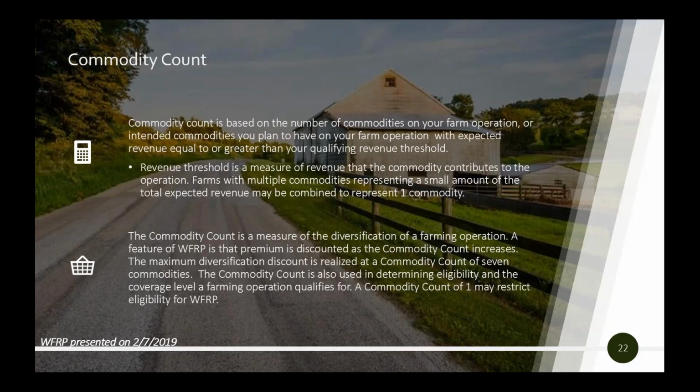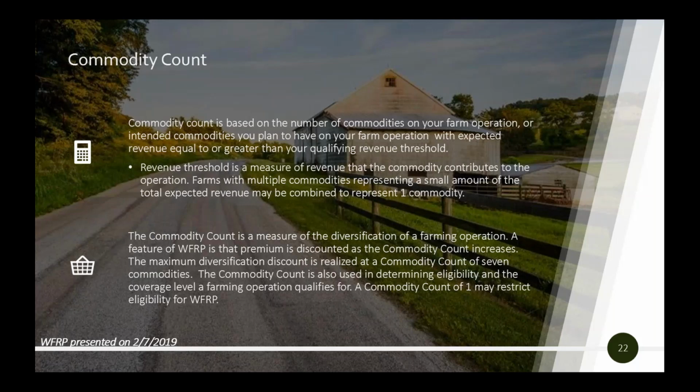In an earlier slide discussing the application, it was discussed that the farming operation is not eligible for coverage if the commodity count equals 1 and potatoes are the only commodity with expected revenue exceeding the qualifying revenue threshold, or revenue protection is available under another federal crop insurance policy for the commodity with expected revenue equaling or exceeding your revenue threshold.